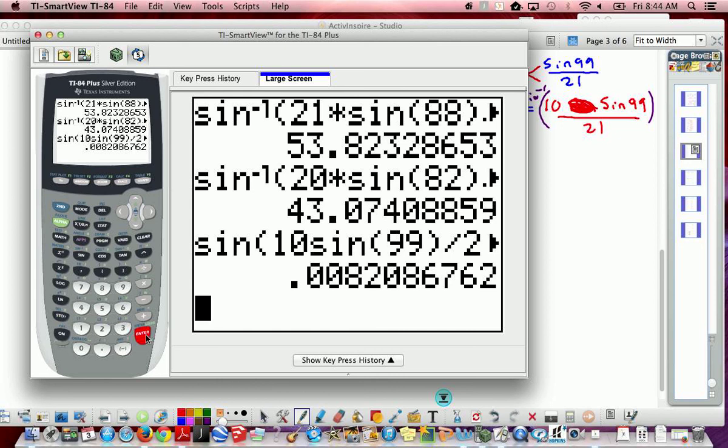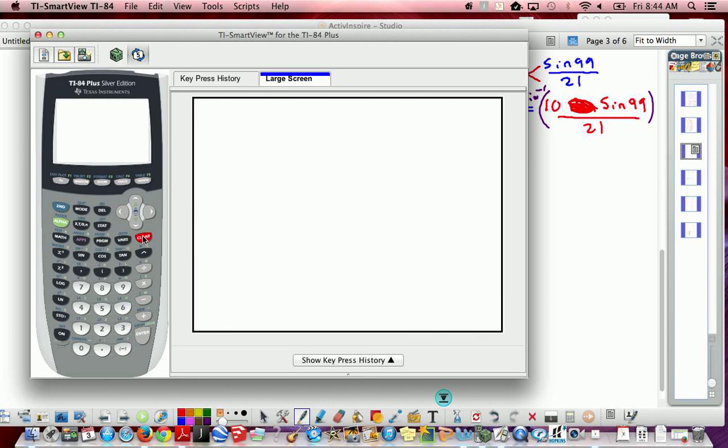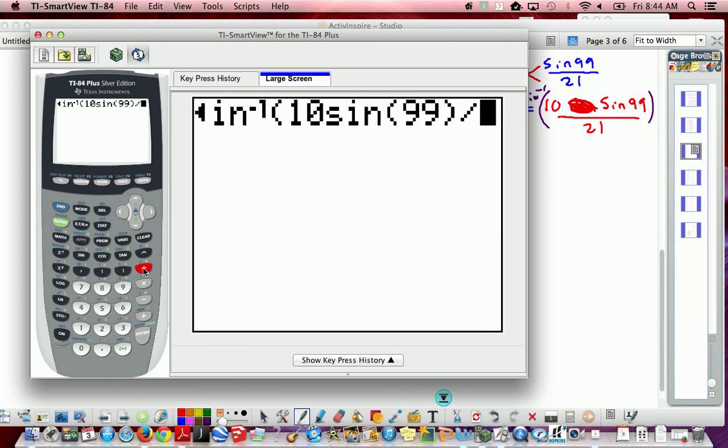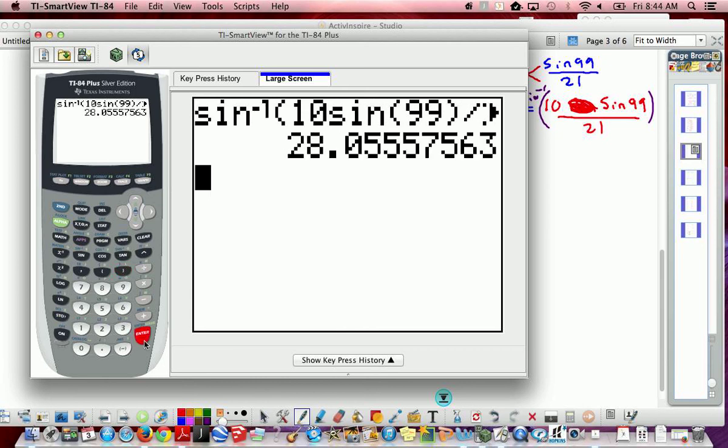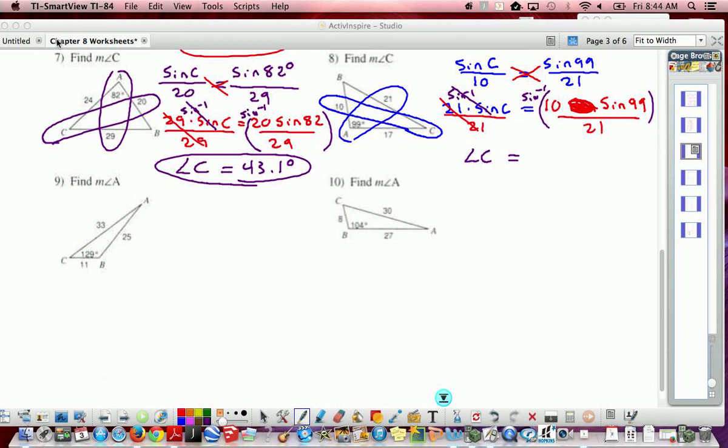Whoa, I must have typed in something wrong there. Let me just double check, because that should come out as a decimal there. Oh, I didn't do sine inverse. My apologies. So second sine, so I have sine inverse of 10 times sine of 99, close parentheses, divided by 21. And that looks much better, 28.1 degrees.